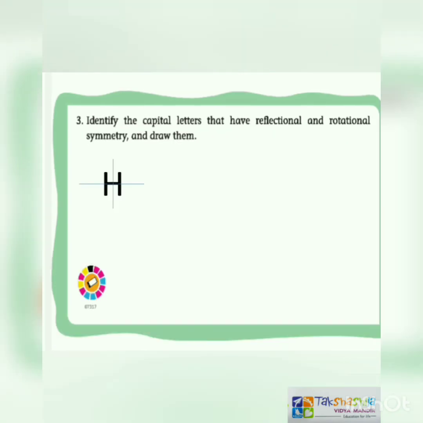And see the third question, identify the capital letters that have reflection and rotational symmetry and draw them. Here I have given one example, and I have drawn a capital letter H with two lines of symmetry, and this image also has the rotational symmetry.